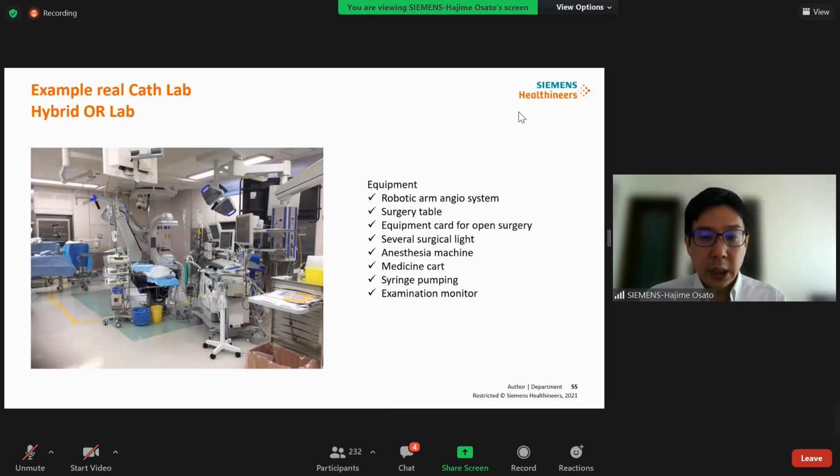All right, so this is a hybrid OR environment. It is totally different from a general Cathlab. Almost all procedures are under general anesthesia. The patient uses a surgical table, and the patient position changes in each procedure. There are a lot of surgical lights and monitors on the ceiling, so it is a busier environment than a general Cathlab. All right.